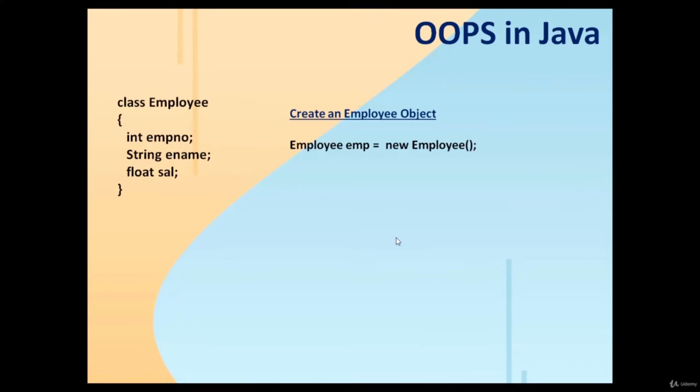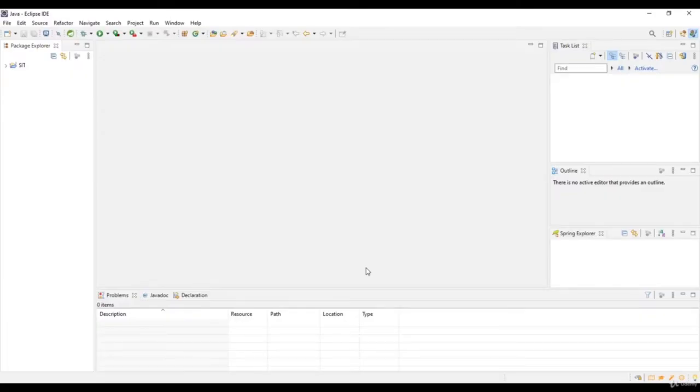So every object is associated with a state, member data values, methods, that means behavior of an object, and also identity. So state, behavior and identity. Now in order to change the state of an object, it can be done by using the reference, with the help of a method, and also by using a constructor. So let us create a program in Eclipse. So we got our Eclipse environment.